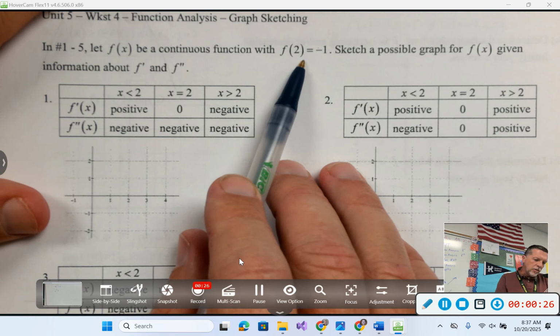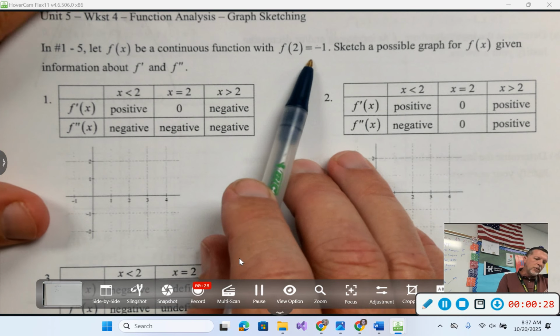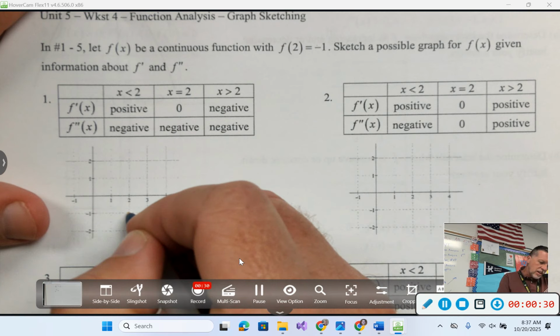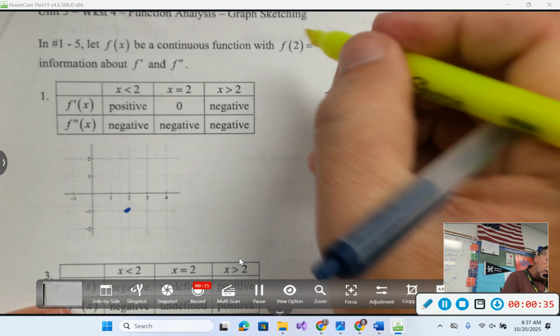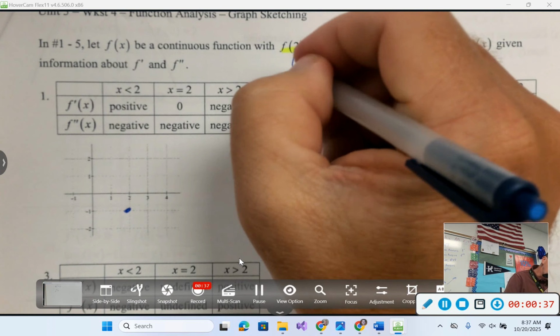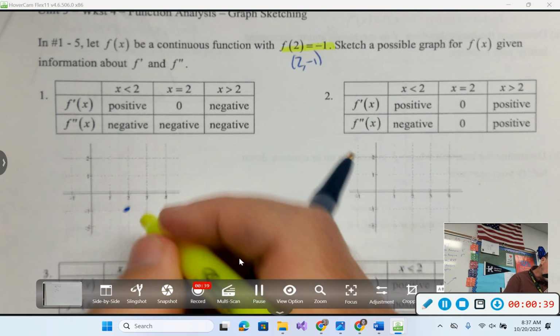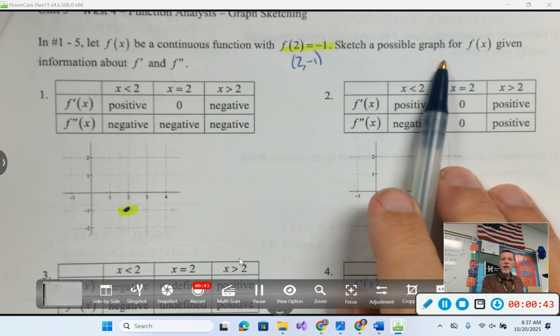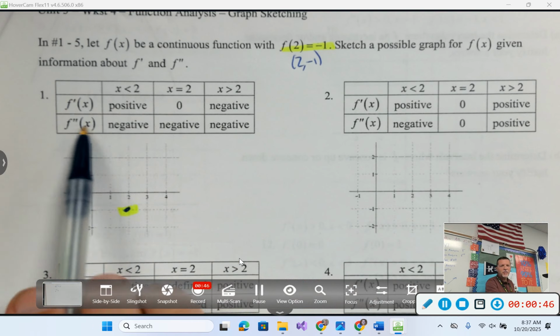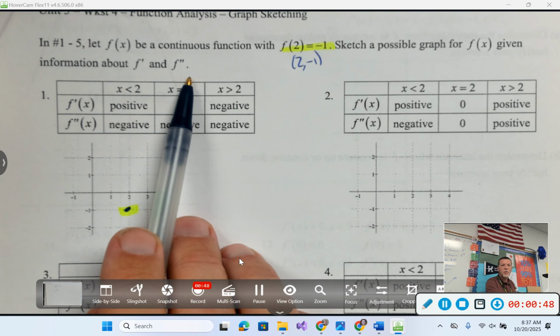Let f be a continuous function, with f of 2 equals negative 1. So let's put that point on there. f of 2 equals negative 1. All right, so that means the point (2, -1) is on my graph. Sketch a possible graph for f given this information about f prime and f double prime.